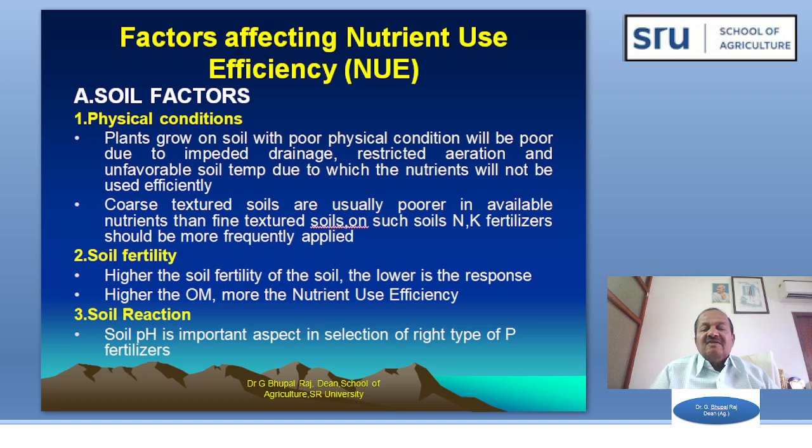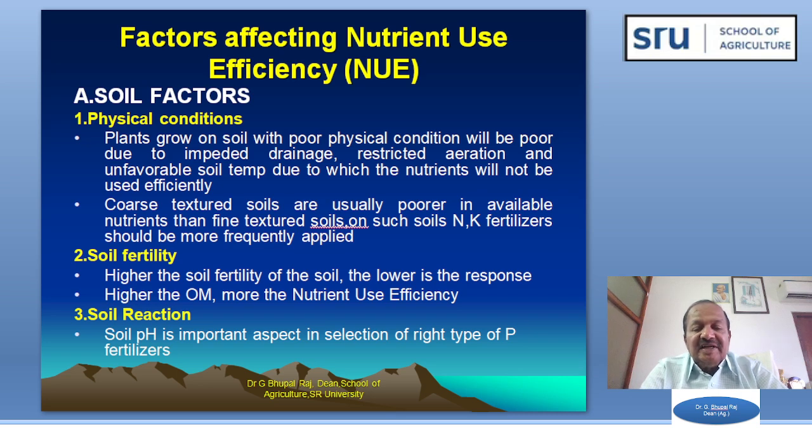So when there are physical constraints like hard pan formation and poor drainage, and poor drainage means restricted aeration and unfavorable soil temperature, all these soil physical conditions lead to poor availability of nutrients, that is, poor use efficiency. Coarse textured soils are usually poorer in available nutrients than fine textured soils. On such soils, nitrogen and potash fertilizers should be applied more frequently. So that means it depends upon the texture of the soil also. Coarse textured soils have poor availability.